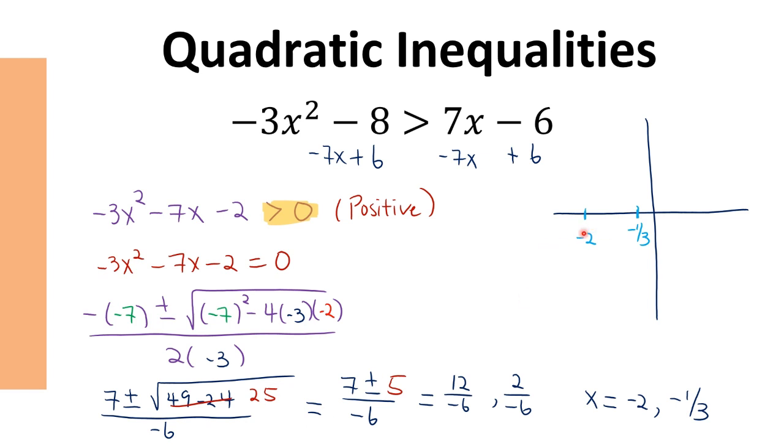The next thing we need to figure out is whether this parabola opens up or down. Since our a value is negative, we know this parabola is going to have a maximum point and it's going to open down. And because my inequality is just greater than, you have to use a dashed parabola.